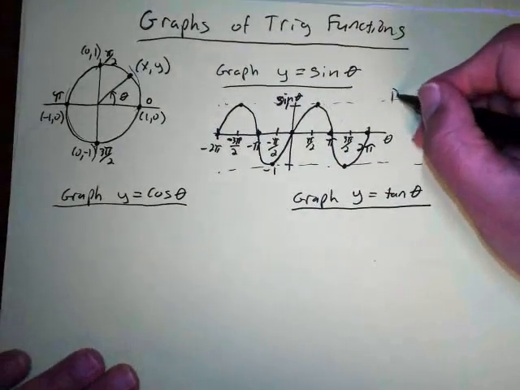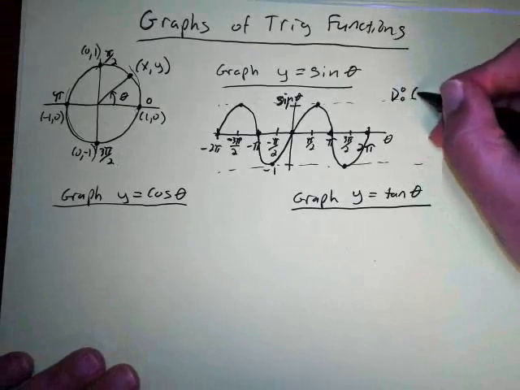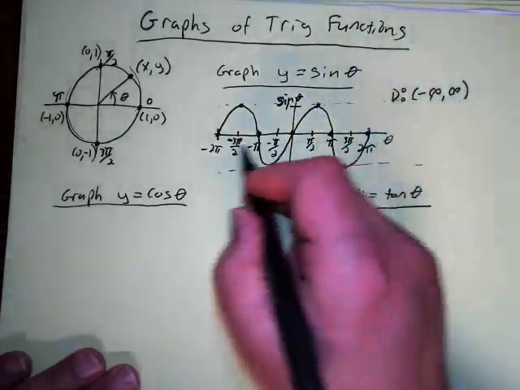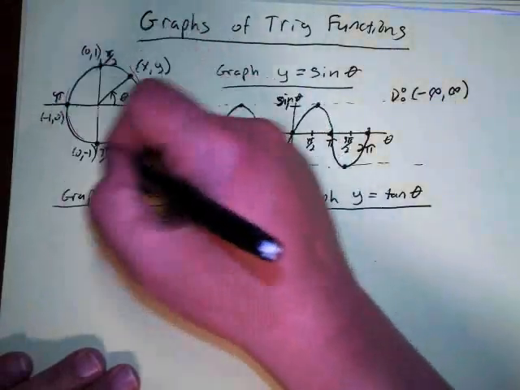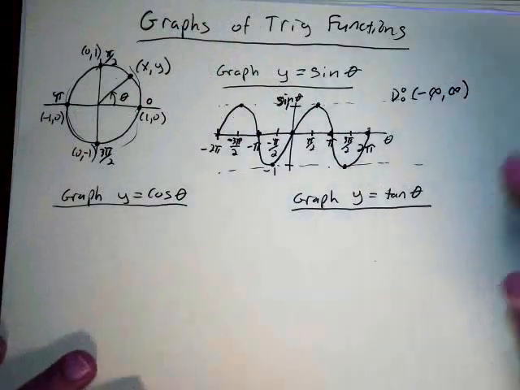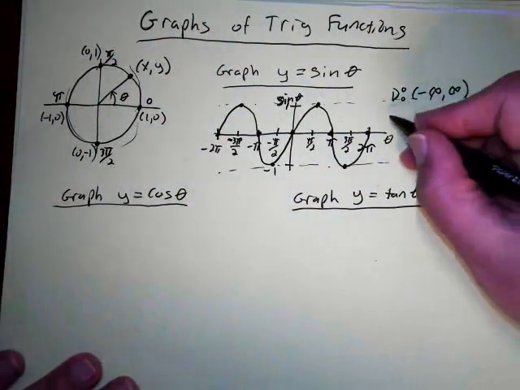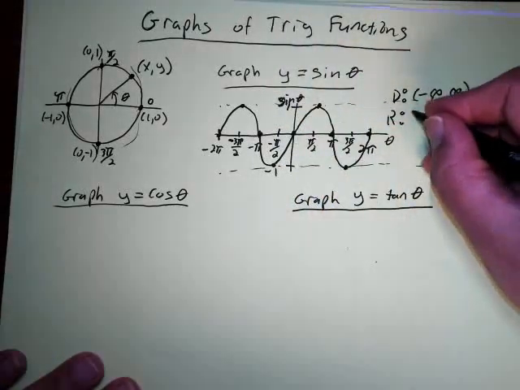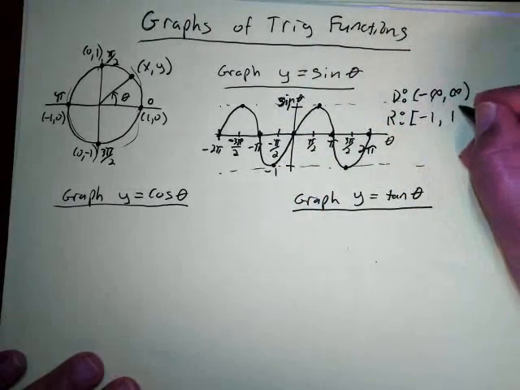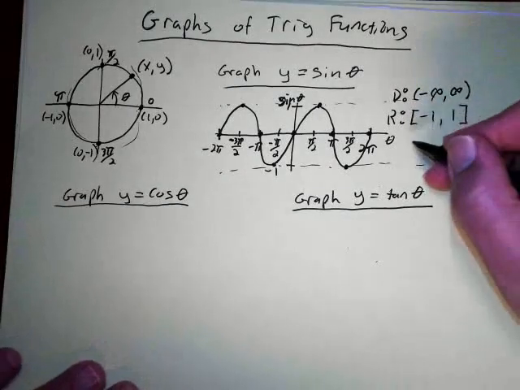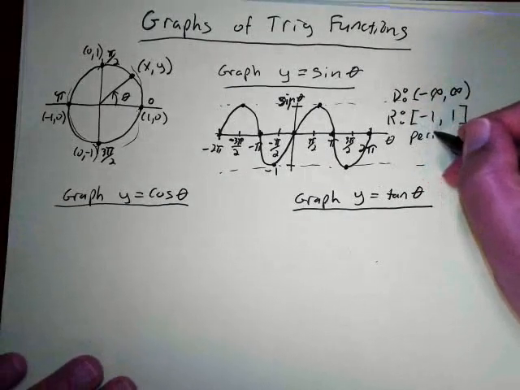So the domain here is just negative infinity to infinity. You can put in any number. This thing can keep spinning around positively or negatively in either direction, so any real number can be put in there. The range, however, is just between negative 1 and 1, and it does include negative 1 and 1, so we put square brackets.